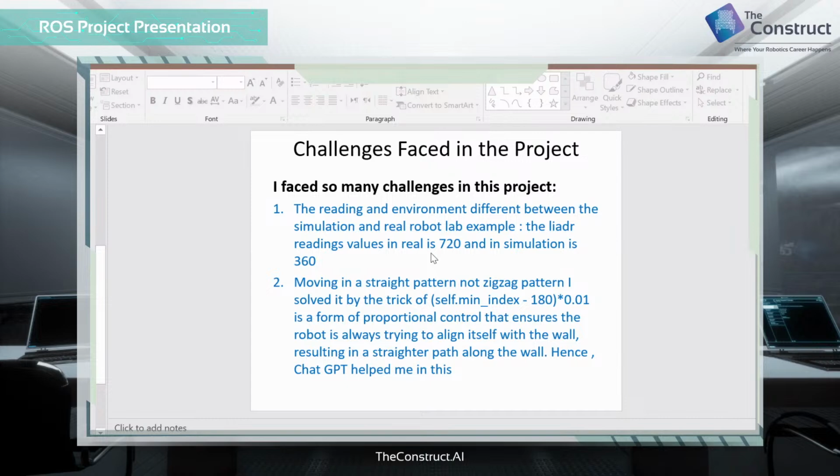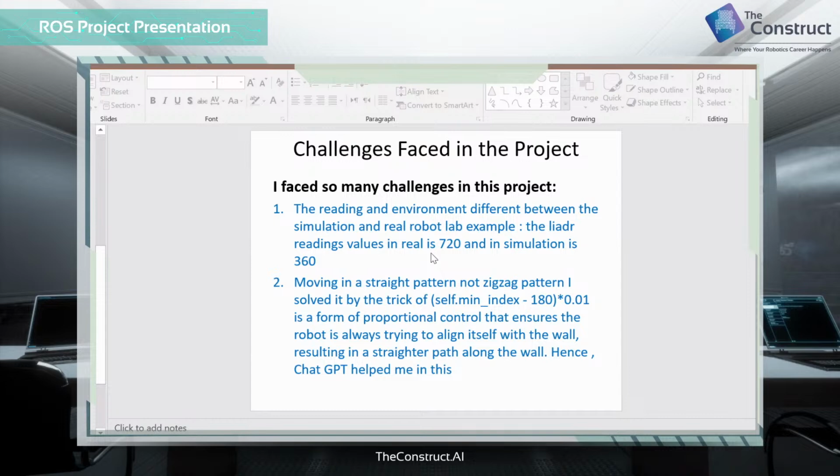What is the big difference between them? In the simulation, the robot readings are 360, with one value between every reading, like 1, 2, 3. But in the real robot, it's not like this. In the real one, it's 720 values, so between every value there's 0.5, like 0.5, 1, 1.5. So this was a very big difference.